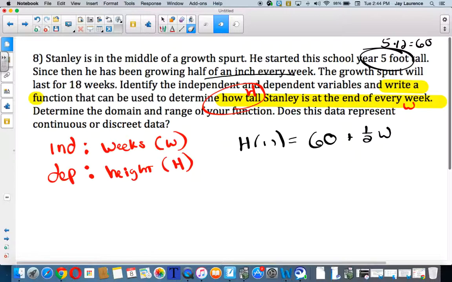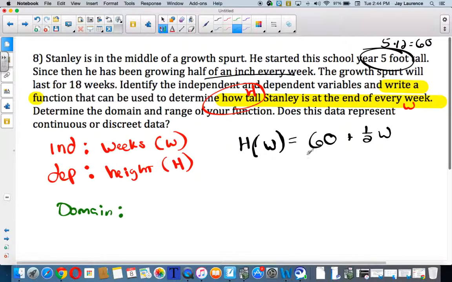H of W equals 60 plus 1/2 W. All right, so there's my function. Now, I have to determine the domain and the range. The domain references the input, what the input is allowed to be. Well, the independent variable is also concerned with the input. And so the independent variable is W.